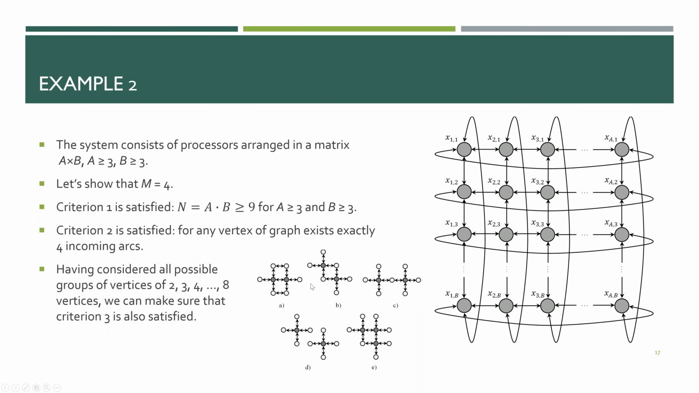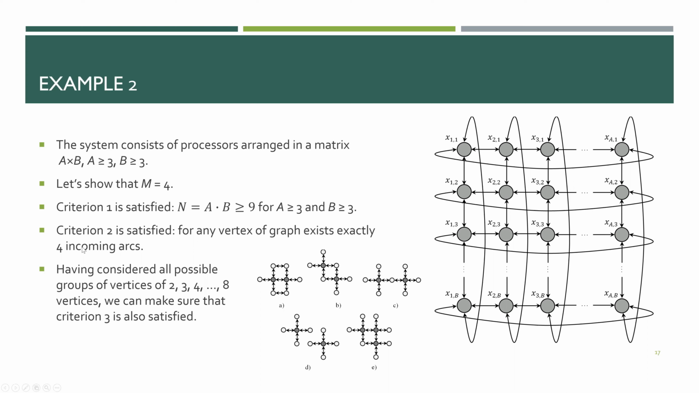For example 2, the system consists of processors arranged in a matrix A multiplied by B, where A and B are not less than 3. Let's show that m is equal to 4. Criterion 1 is satisfied because n is equal to a times b, that is not less than 9 in the case where a and b are not less than 3. So m equal to 4 will anyway be less than half of the number n.